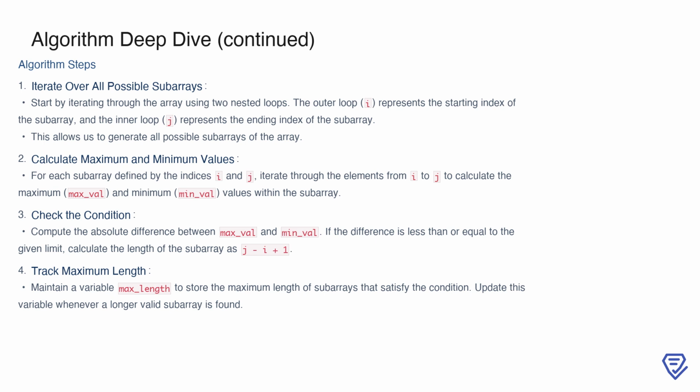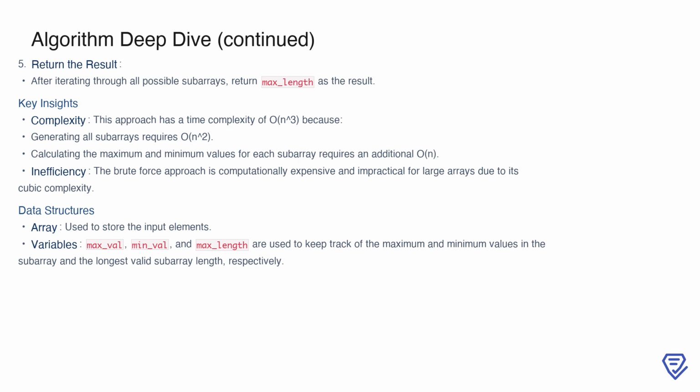If the difference is less than or equal to the given limit, we calculate the length of the subarray and compare it with the current maximum length we've tracked. If this subarray is longer, we update our maximum length variable, which stores the longest valid subarray found so far. After examining all possible subarrays, the final step is to return the value of the maximum length variable as the result. However, it's important to note that this brute force method is highly inefficient due to its cubic time complexity, O(n^3).